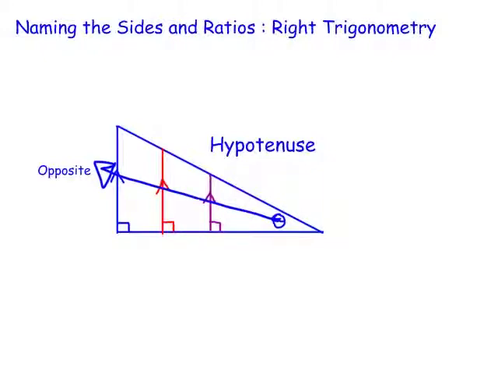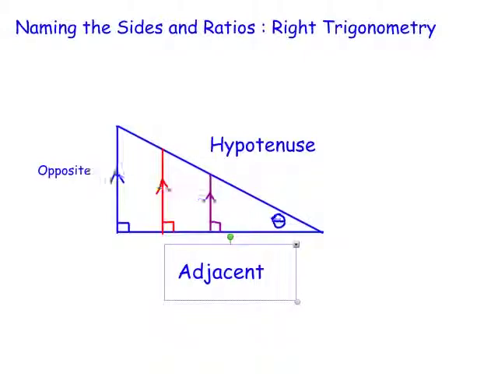And there's only one other side left, which must be the adjacent side. So this must be the adjacent side down here, and this is just adjacent to the angle. Some people say it's adjacent to the angle, and it's basically not the hypotenuse and not the opposite. So here we have hypotenuses, opposites, and adjacents.